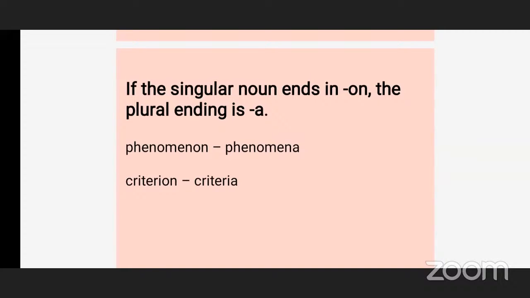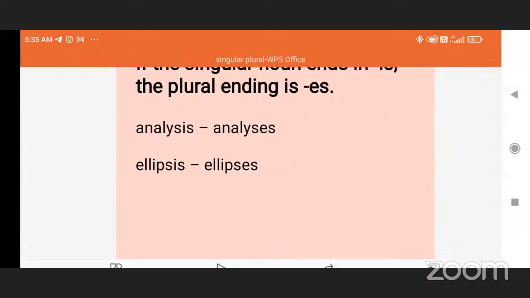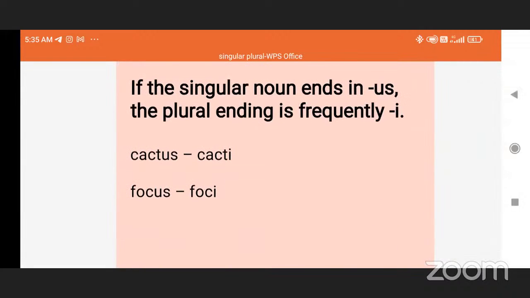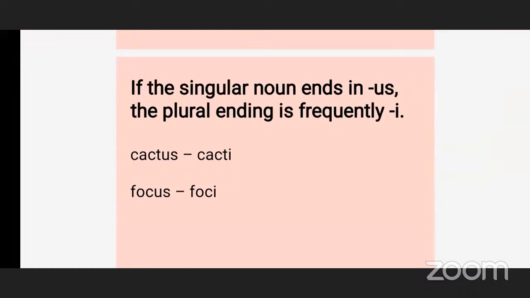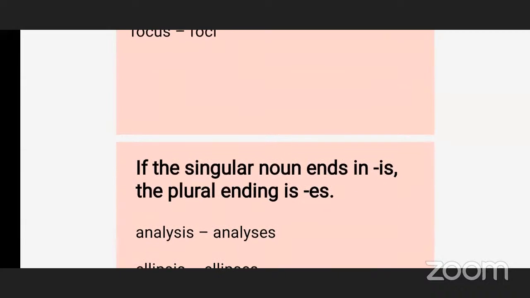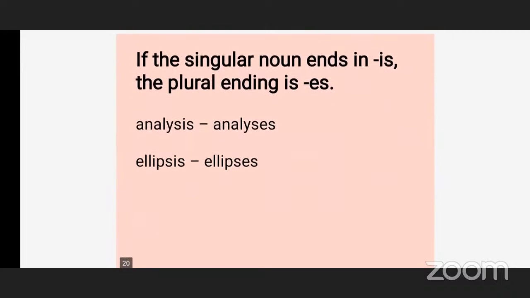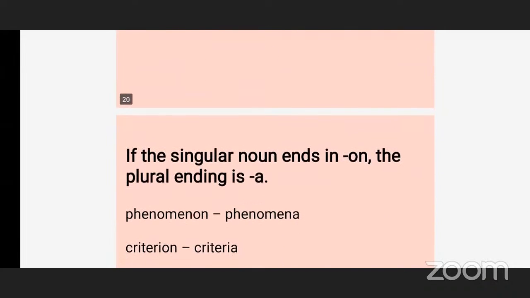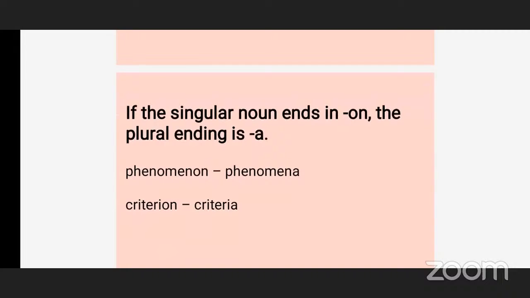Okay, let's see in the next thing. So again, I'm just recalling today's session. If the word ends with US, you remove US and add I. If the word ends with IS, you remove IS and add ES at the last. If the word ends with ON, you remove ON at the last and add A at the end in the plural format.